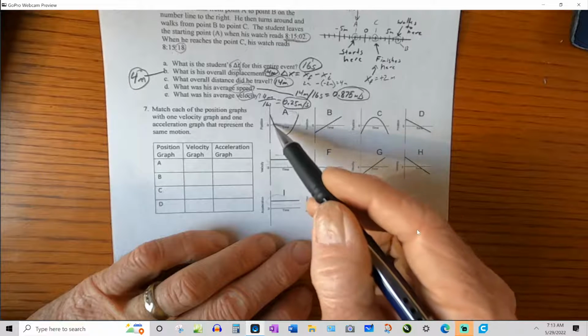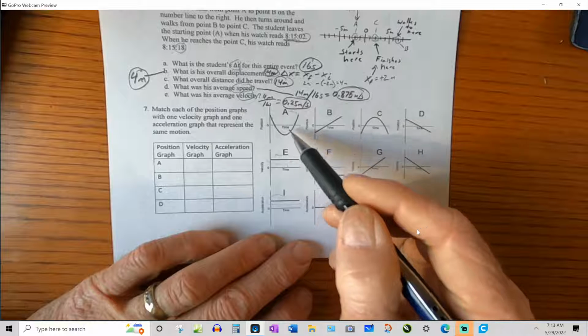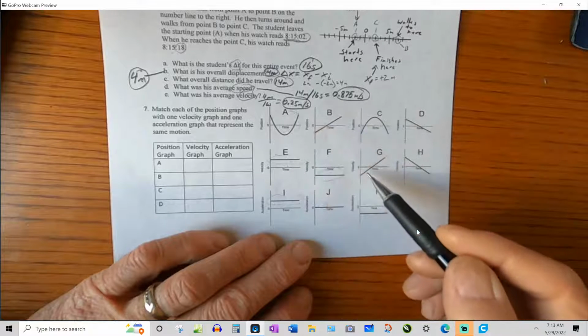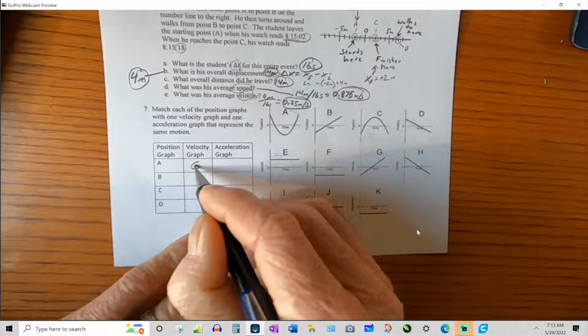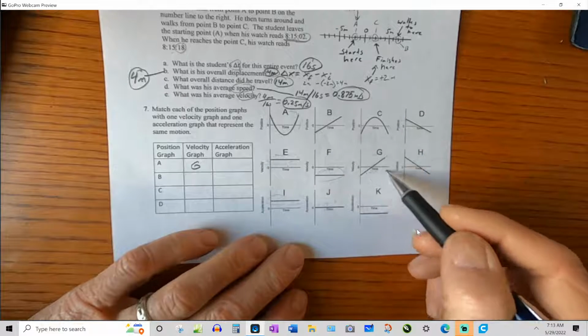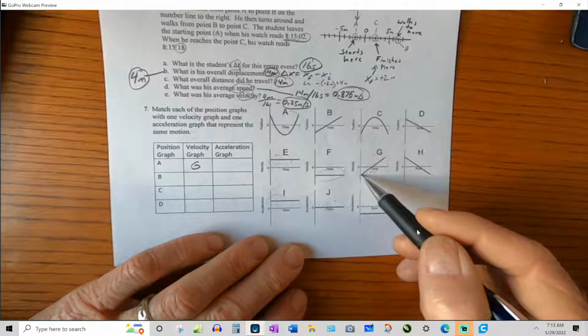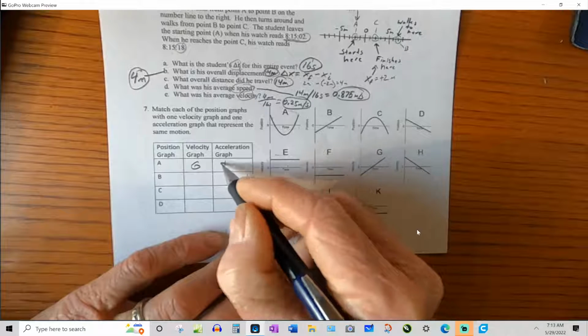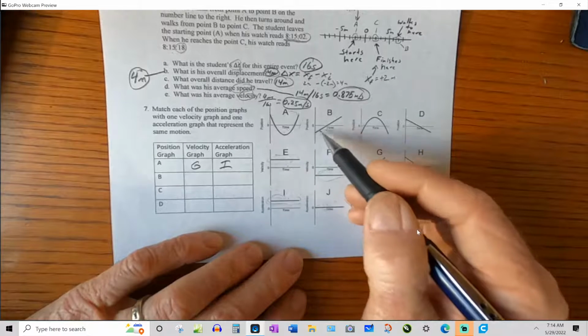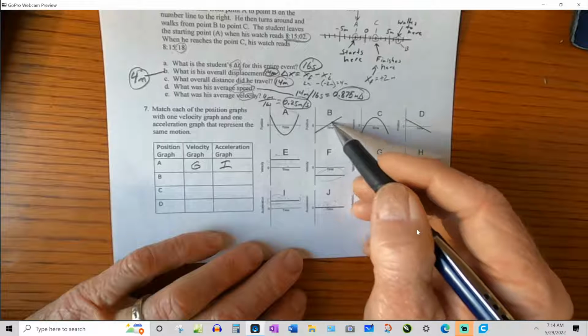So I'm looking for velocity. It starts out negative, goes to 0, goes to positive. That's this one. So A is like G. And then once I get to G, I look at this, and this is a positive slope the whole time. So I just need acceleration to be positive the whole time. So that's I.